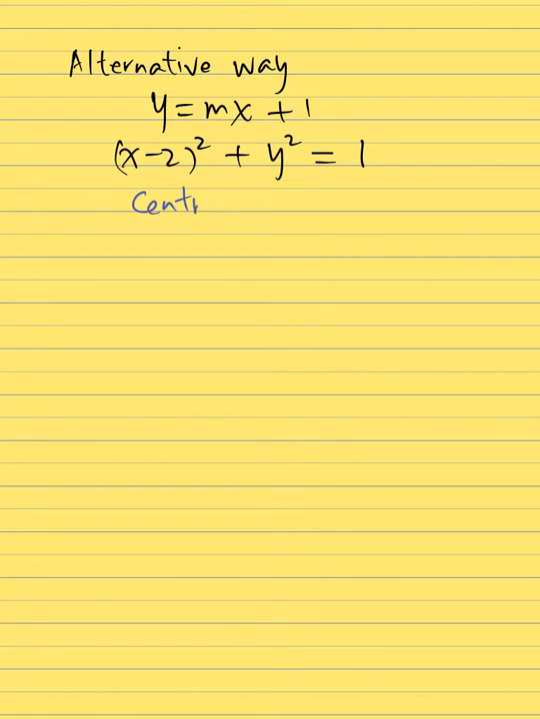Now let's look at the alternative way. First, the straight line y equals mx plus 1 and the equation of the circle (x minus 2) squared plus y squared equals 1. It's quite easy to see that the center of the circle is (2, 0), and the radius is just 1.